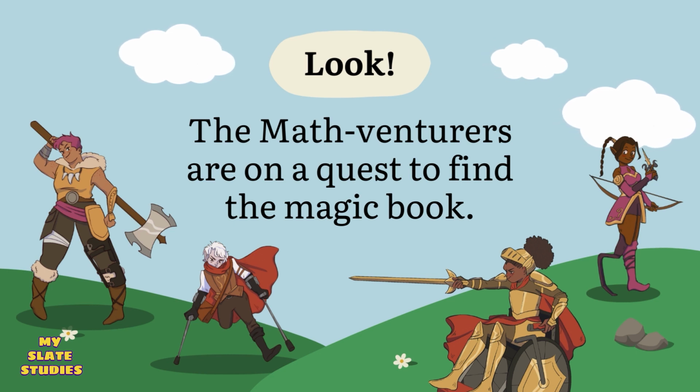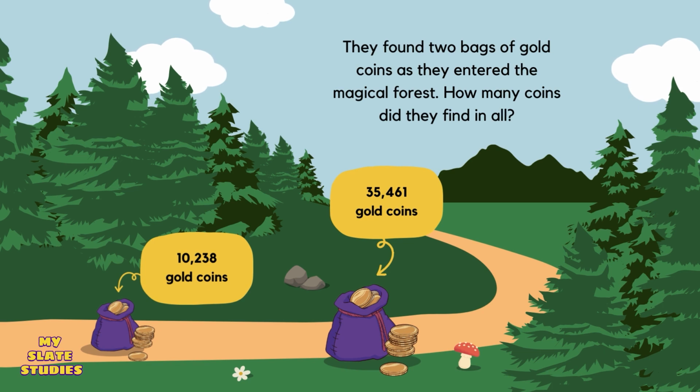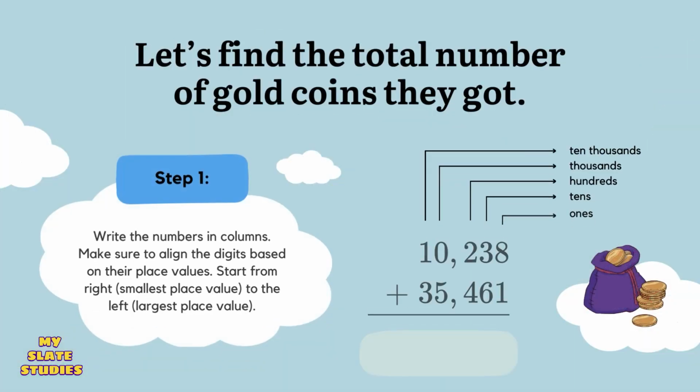Carry over. If the sum of digits in a column exceeds 9, you carry over the tens place to the next column to the left. Continue adding. Repeat the process for each column, moving from right to left until all columns have been added.